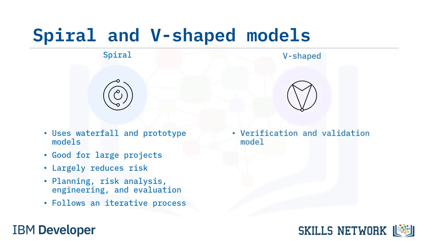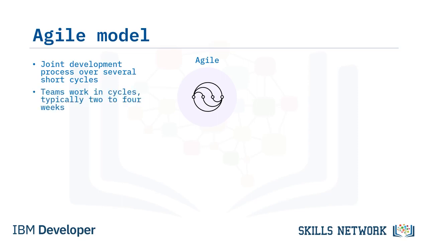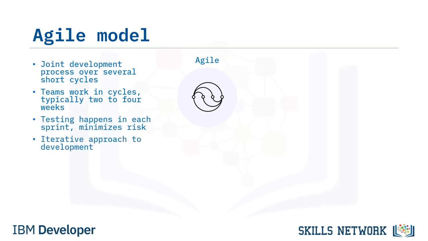The V-shaped model is also called a verification and validation model. Development and testing are concurrent, that is, testing is implemented parallel to the development phase. The Agile model focuses on a collaborative software development process over multiple short cycles rather than a top-down process. Teams work in cycles or sprints, which are 2 to 4 weeks long. Testing happens in each sprint to minimize the risk of failure. Agile is a form of an iterative approach to development.